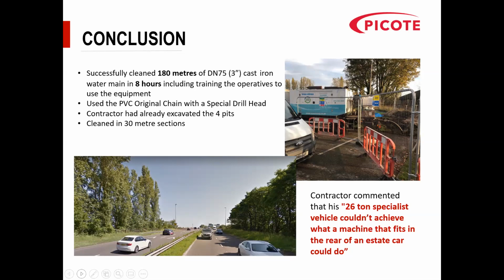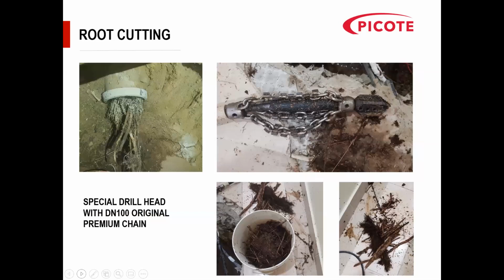I think that really peeved them off, that our machine was small enough to fit in the back of an estate car. But again, it shows you how versatile the machines are when you start using high-speed cutting. Here's a good example, mass tree roots in a DM100 pipe. Again, we used the premium original chains with the tough carbide teeth and the front drill head. And again, it's just shredded the tree roots into very small pieces that we just pulled out and put into a bucket.